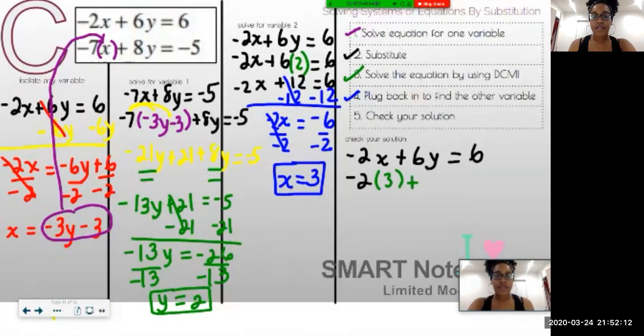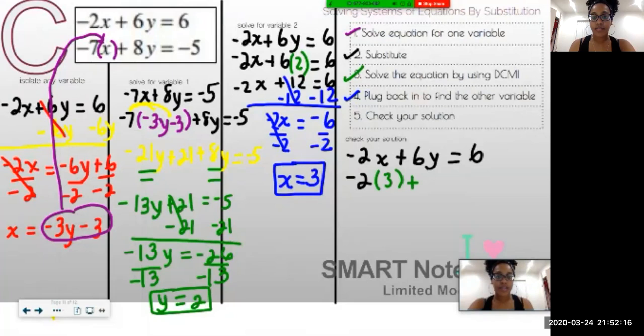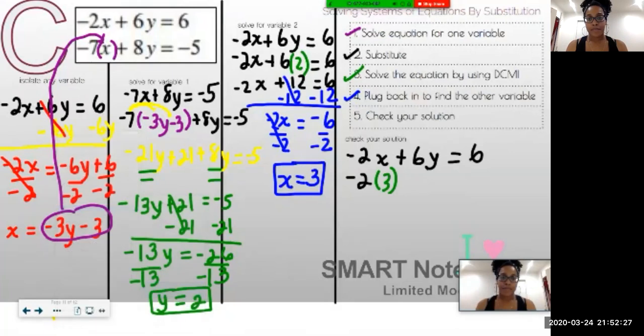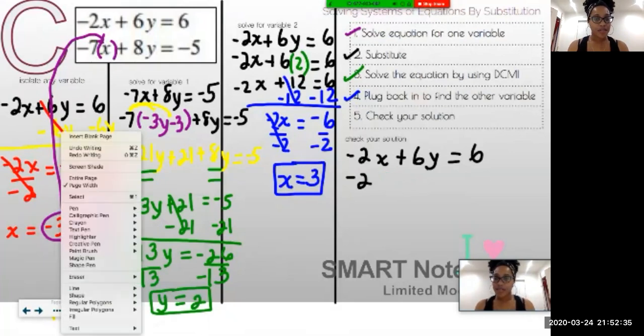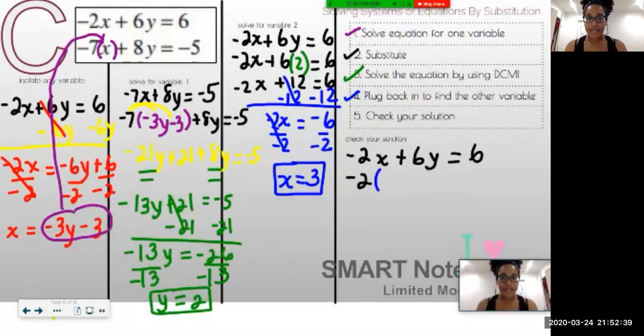We figured out that y, plus 3. Okay, what is happening with my life? I'm just gonna make this in blue. Sorry about that. Okay.